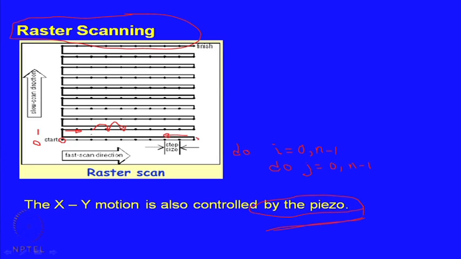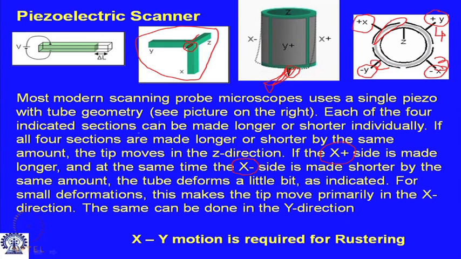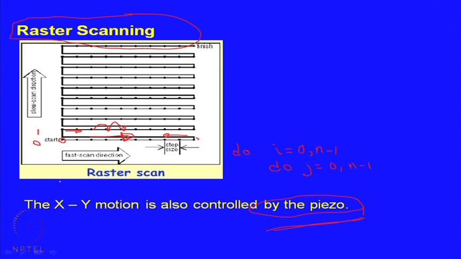So, this is the rastering. You need to understand the rastering motion is a software control thing. It is necessary to generate the data, part of the scan, and this is achieved by doing something like this. So, x plus side is made longer and x minus side is made shorter. You may also understand that if this is the x direction and this is the y direction, you can also change your loop. So, instead of i and j, it can be j and i. This axis is known as the fast axis and this is known as the slow axis.